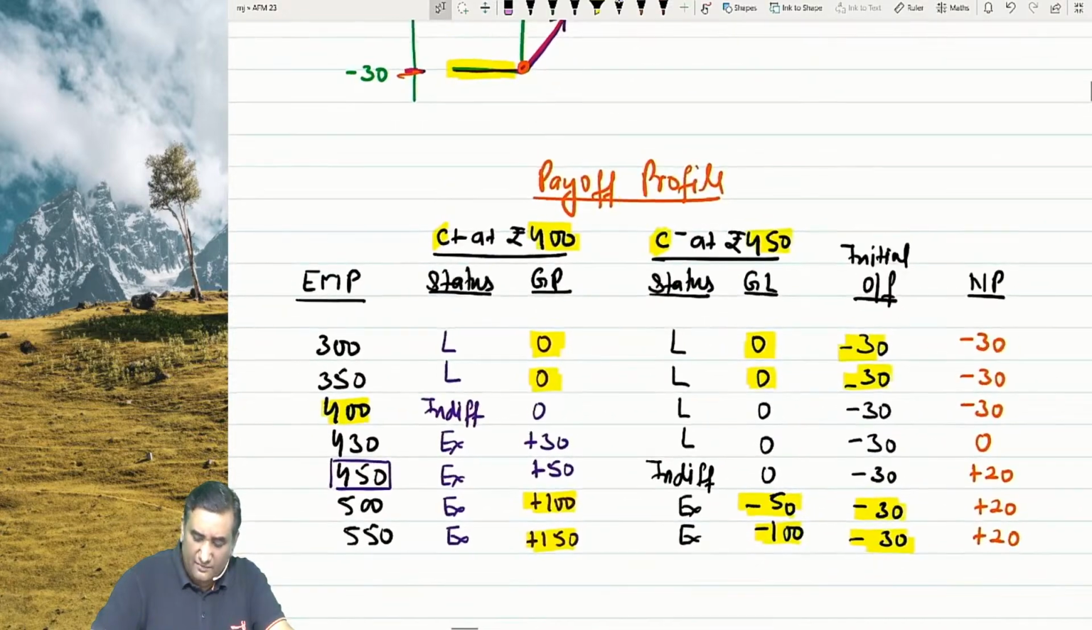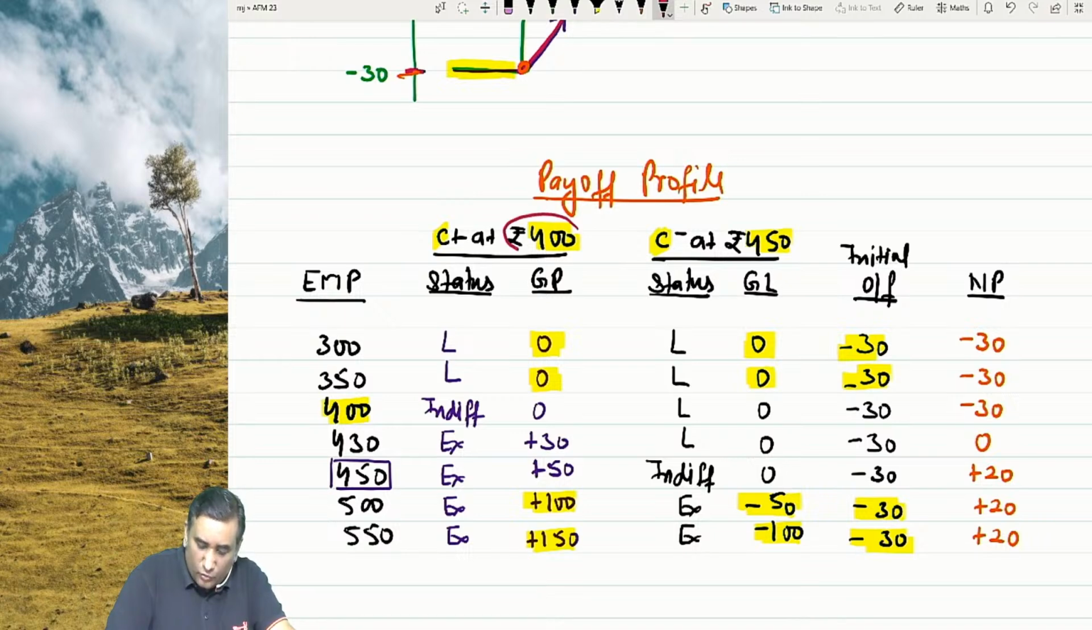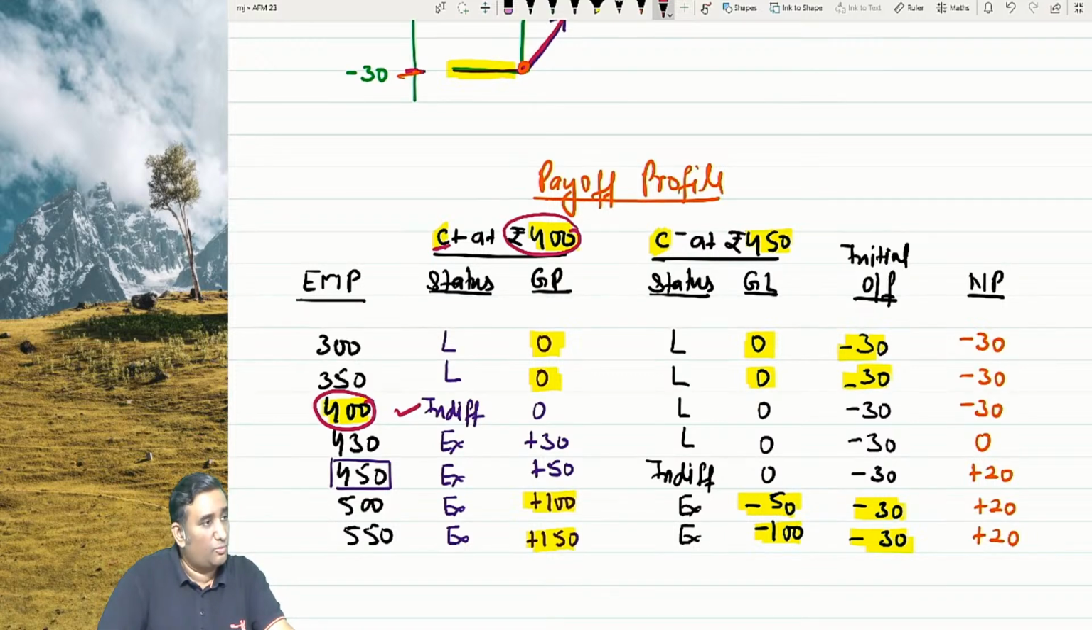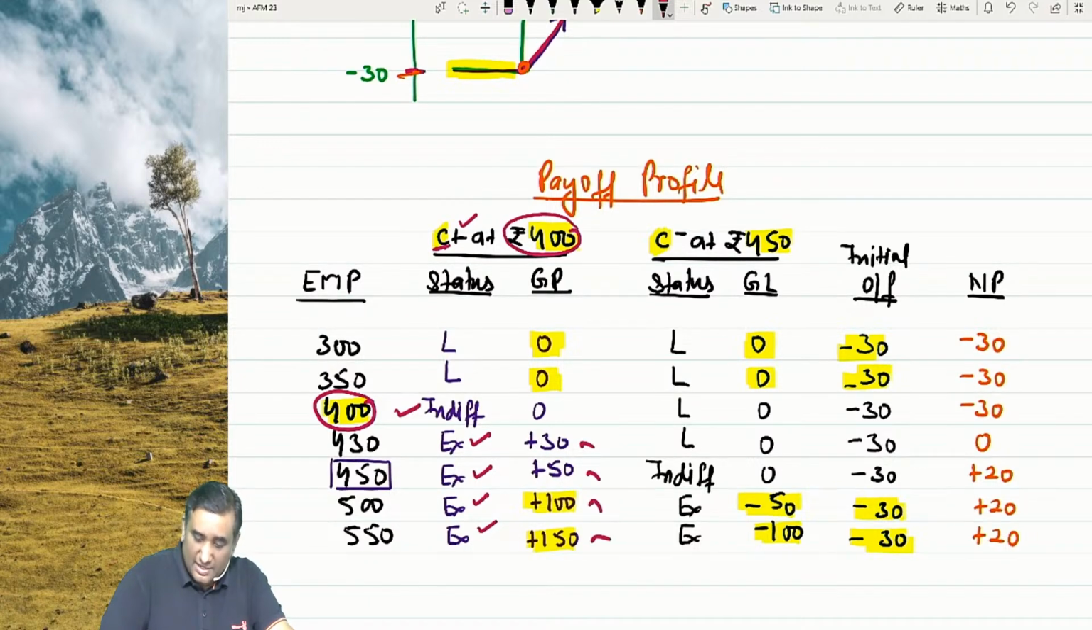I do exactly the same way. First I highlight, you can see the highlighted portions also. First I highlight 400. 400 indifferent. Then I look at what? C, call or put? Call. Upside, downside? Upside. Exercise. Then you look at what? Plus. In favor, against? Favor. So we write profit.